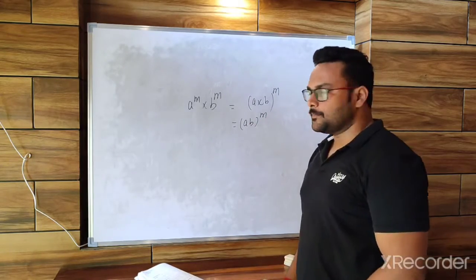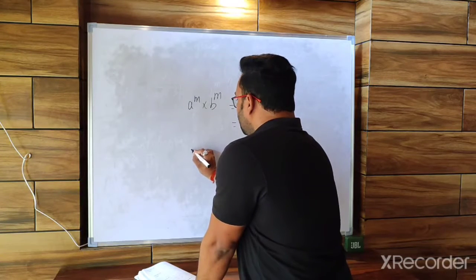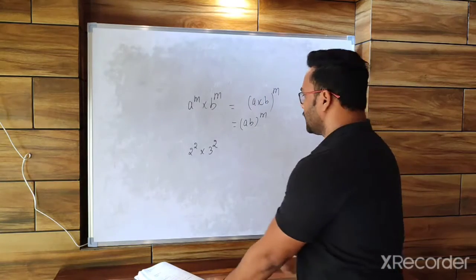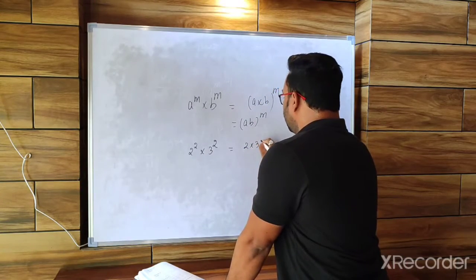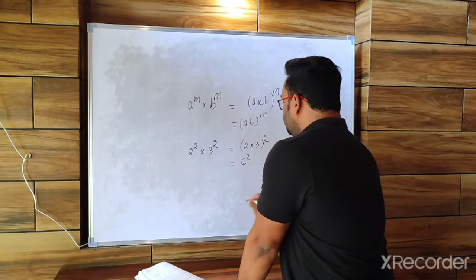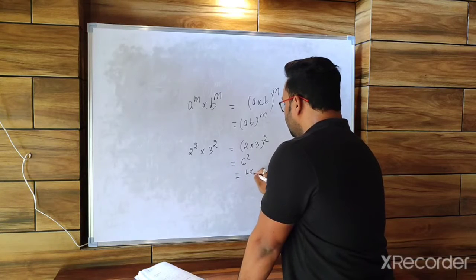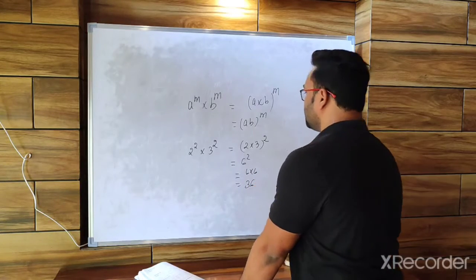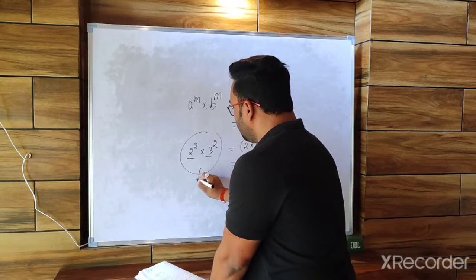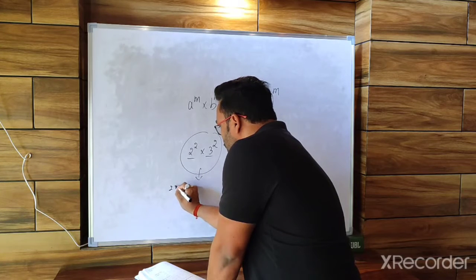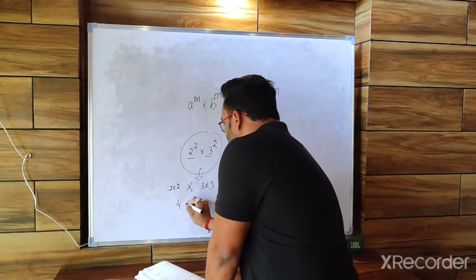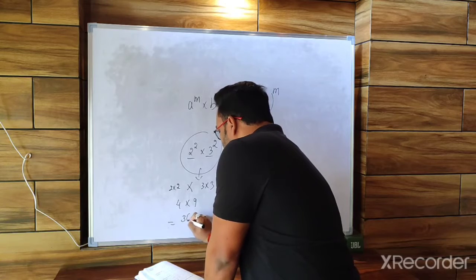The answer will be the same. Suppose you can see 2 to the power 2 multiplied by 3 to the power 2. Okay? So it will be (2 into 3) to the power 2, 6 to the power 2, that is equal to 6 into 6, which is equal to 36. Now, if we take it differently, 2 to the power 2 means 2 into 2, multiplied by 3 into 3, 4 into 9 is equal to 36.